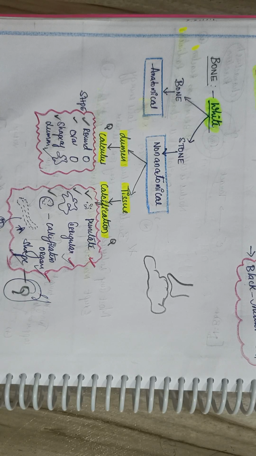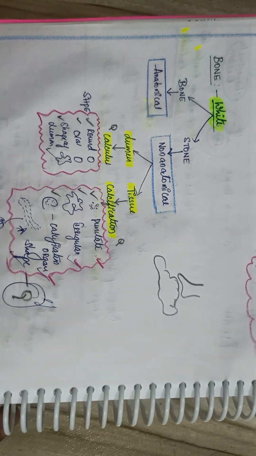Now, the next point: once it is a non-anatomical location, we need to look into whether the stone is present in the lumen. If the stone is present in the lumen, you call that a calculus. If the stone is present in the tissue, we call that a calcification. The stone present in the lumen can be round, oval, or lumen shaped. If the calcification is present in the tissues, we can find it as a punctate type, irregular type, or it can take the shape of an organ. That's all you need to understand.